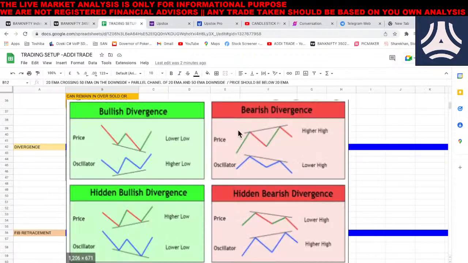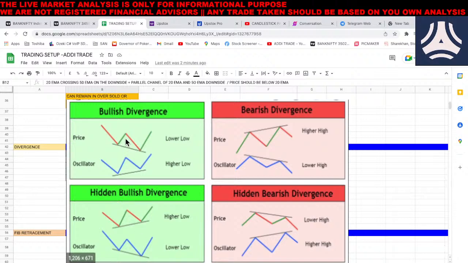Now the same thing, we'll see the bullish divergence. Now what is this bullish divergence? If the price is making a lower low, and I'll be showing you these examples when we are seeing the charts. The bullish divergence is, see, when the price is making a lower low and the oscillator is making a higher high, that is RSI making a higher high, then we say it is bullish divergence. Hidden bullish divergence is when the price is making a higher high and the oscillator is making a lower low, right?